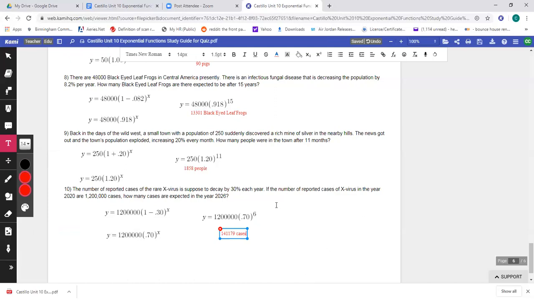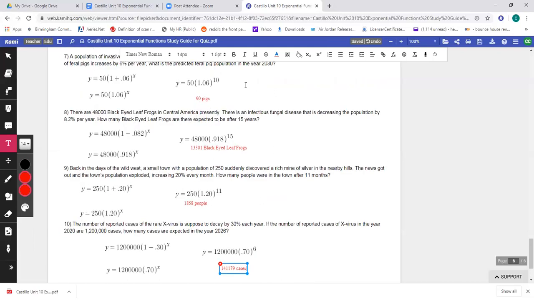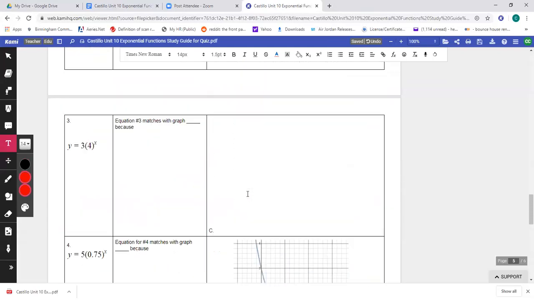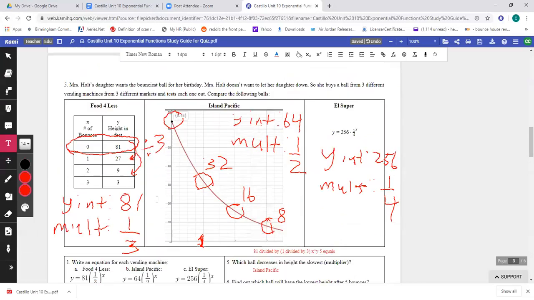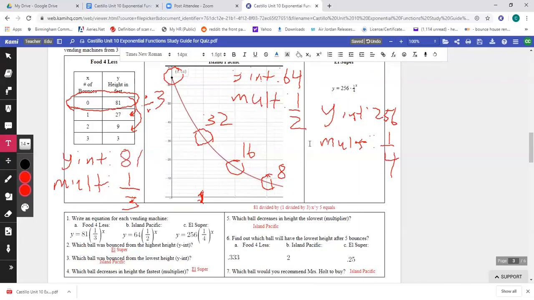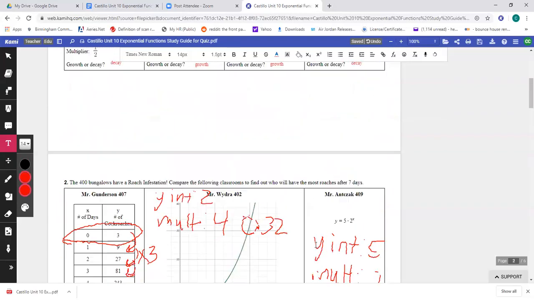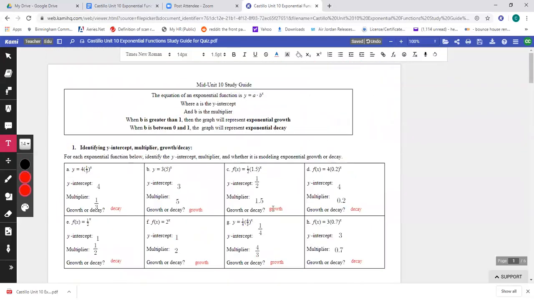Okay. So there's only really a couple of things that you really need to study. How to write an equation from a table or graph and analyze it. And then you need to do this simple identification. And that's all your quiz is going to be about. Okay.